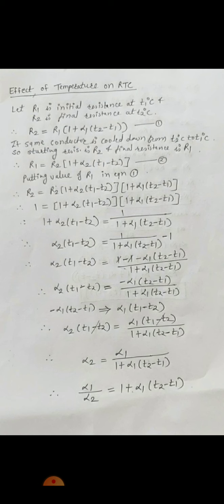So RTC is inversely proportional to this T2 minus T1, which means the change in temperature. RTC is inversely proportional to temperature. So as the temperature increases, this RTC goes on decreasing, or as the temperature decreases, this RTC goes on increasing. So this is the effect of temperature on RTC: RTC is inversely proportional to temperature.